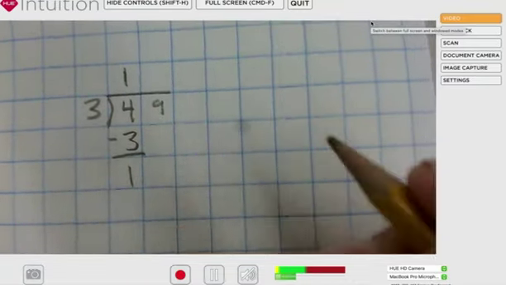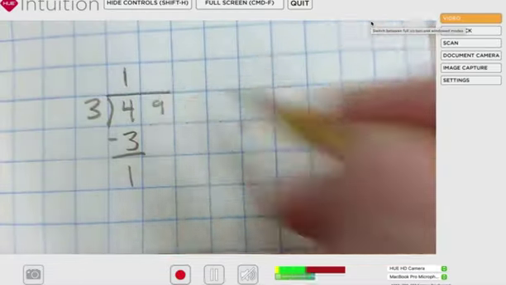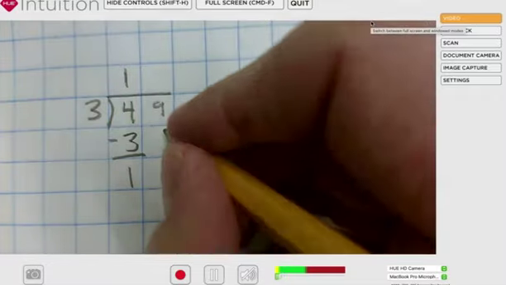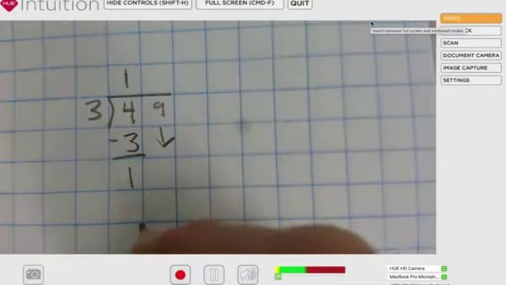Now, it's too early for this to be the remainder, right? We haven't even dealt with this 9 yet. It's too early for this to be a remainder. We can't do R1. That doesn't make any sense. So we're going to bring this down.